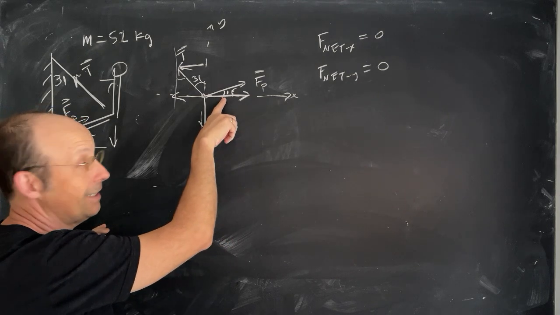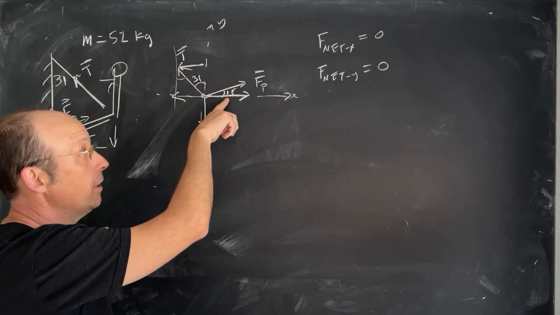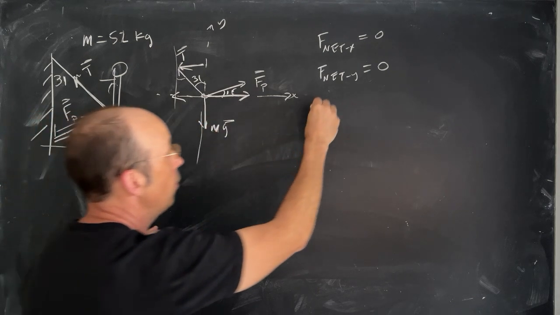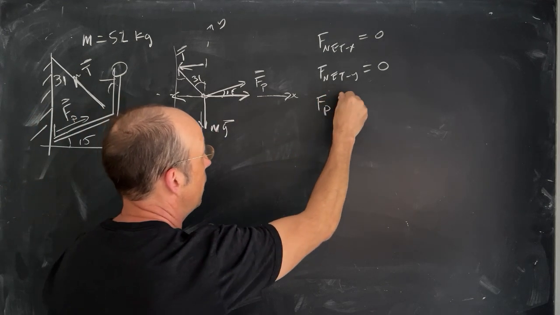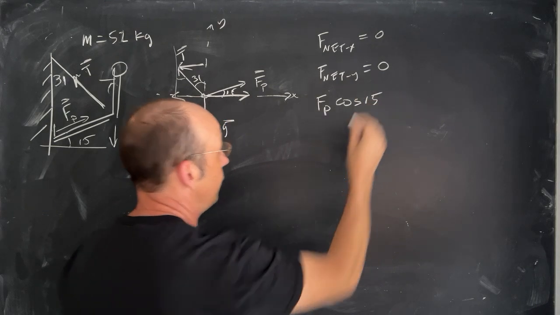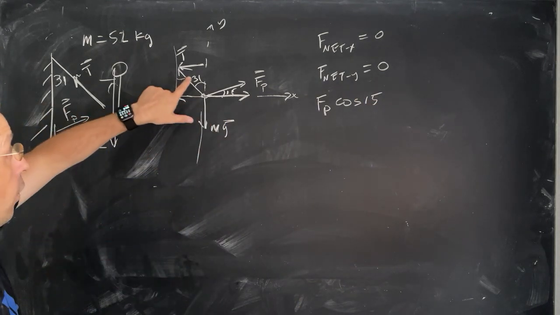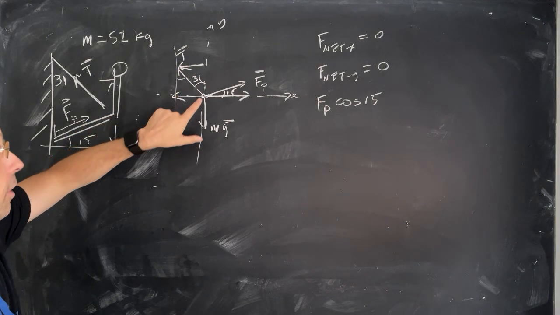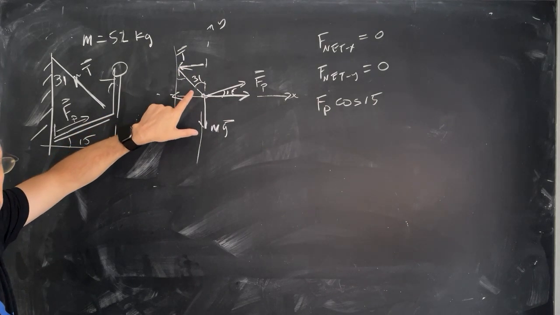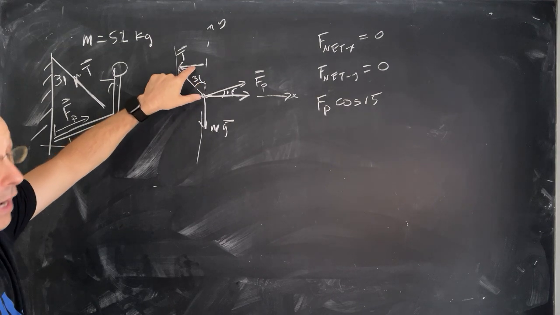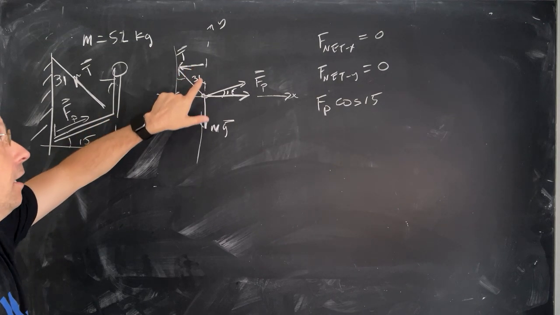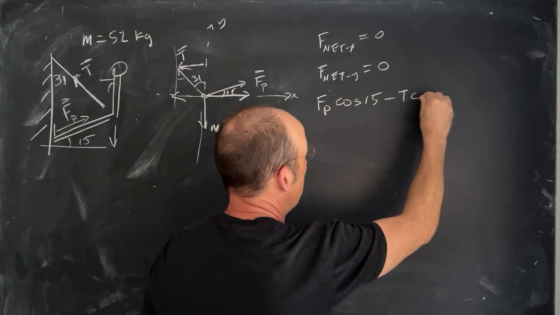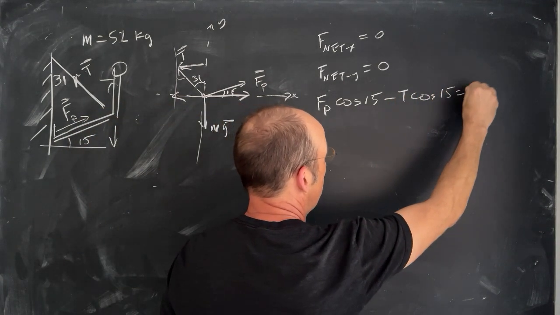Let's go ahead and write this. This is the adjacent side to that angle, so this is going to be cosine. So the component of the push in the x direction would be FP cosine 15. Now over here, that's the opposite side of this right triangle with that 31 degrees. You could find the angle with the x-axis, but I'm just going to use that one. And so if I have the opposite side, I'm going to use sine. And it's in the negative x direction, so I'm going to say negative T sine 31 equals 0.